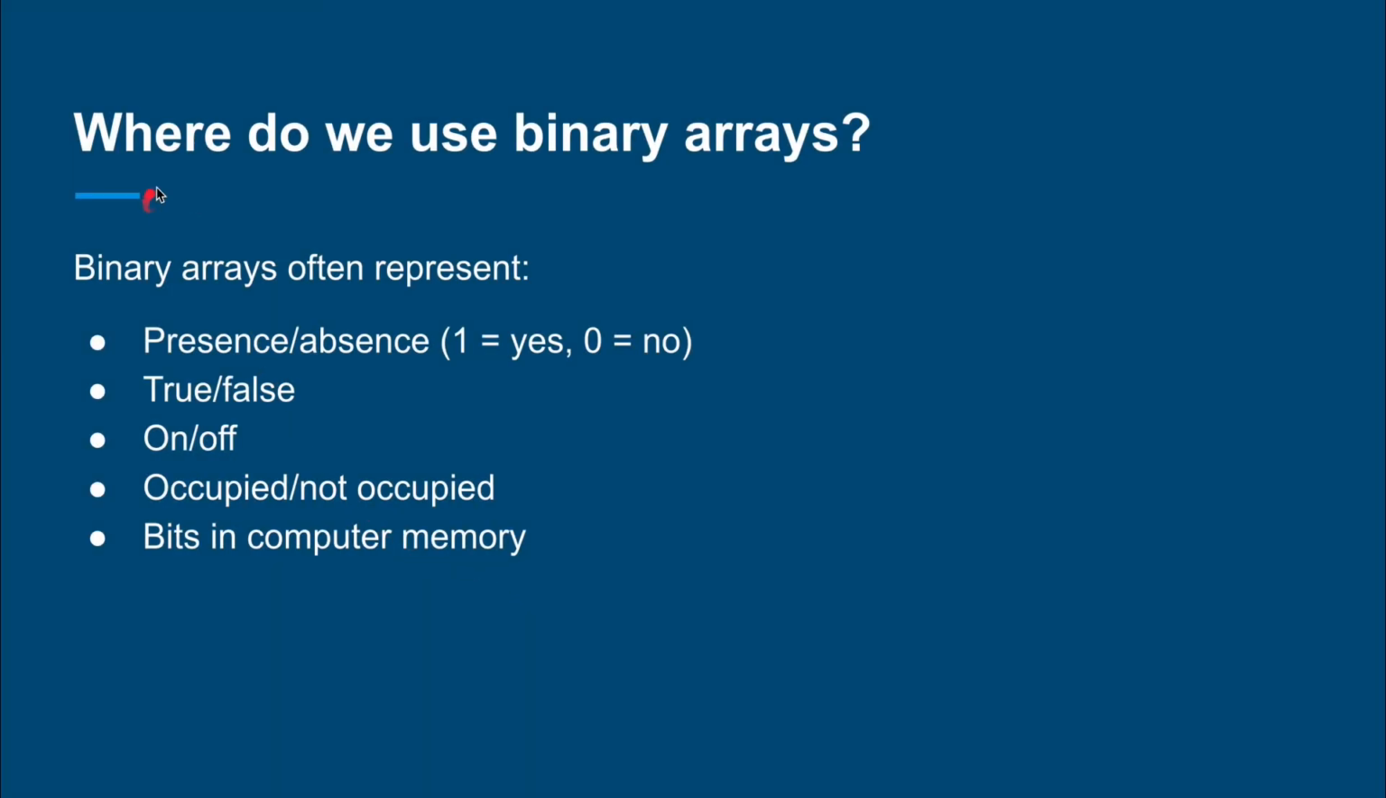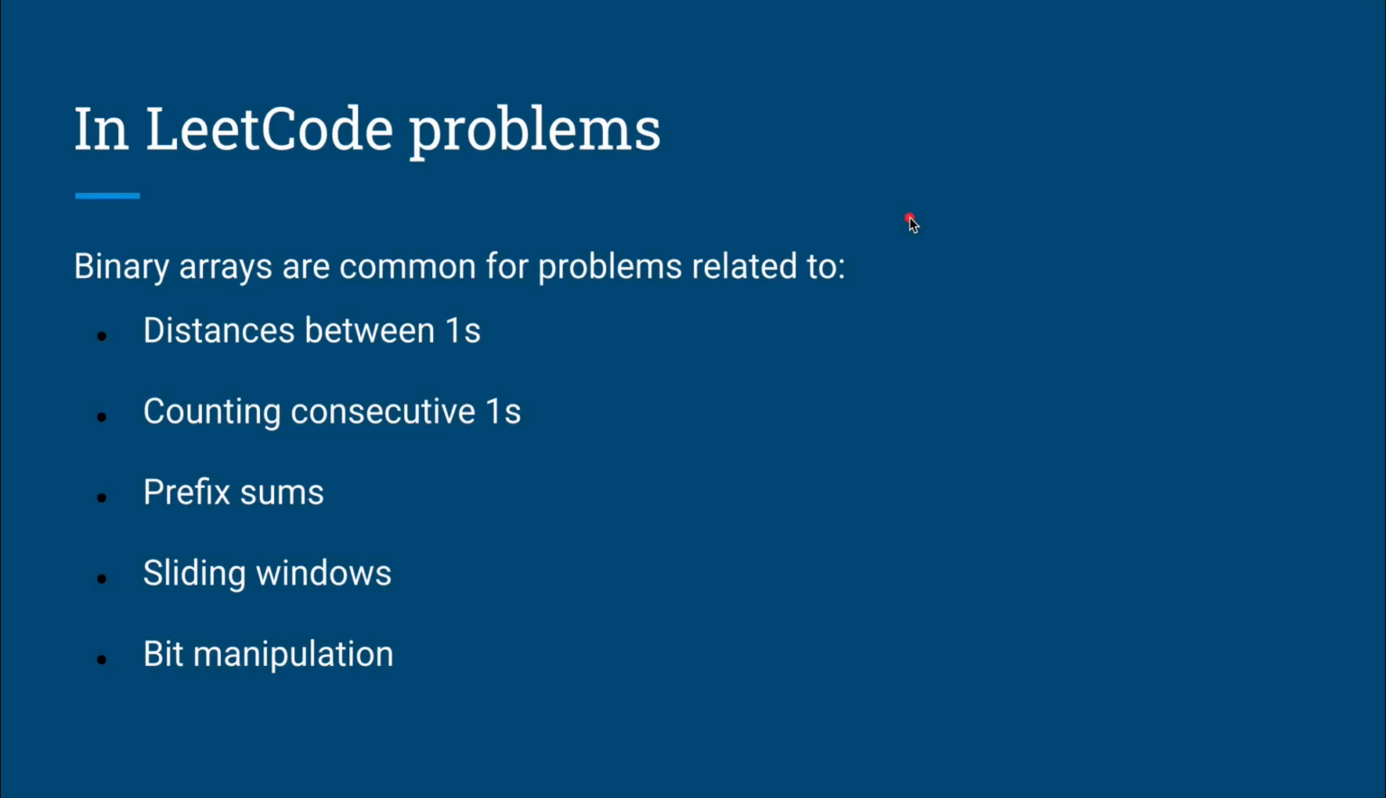So if we talk about where we use these binary arrays, right? Binary arrays we can often use to represent presence and absence, yes or no, we can say true false, on off, occupied not occupied, and bits in computer memory, right? So if these things are given in the question, just think that this is a type of binary array.